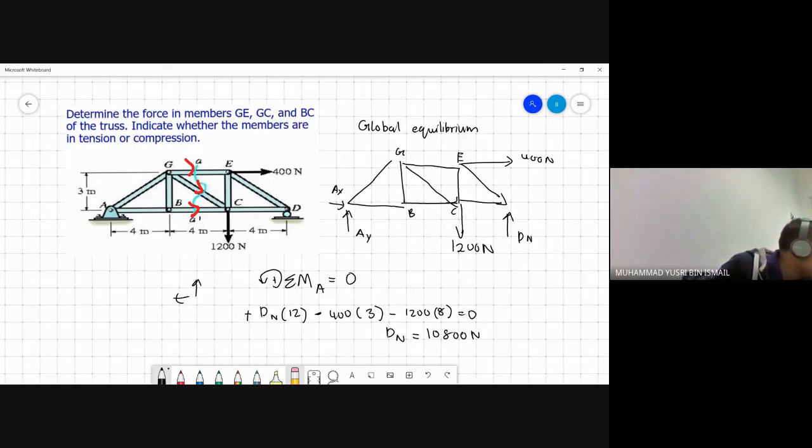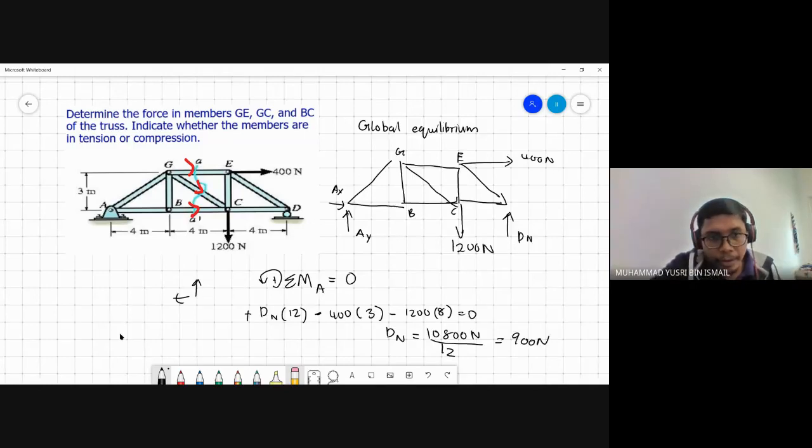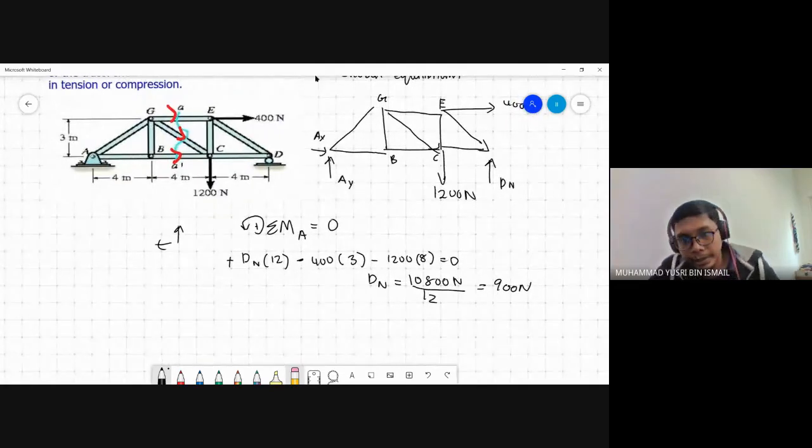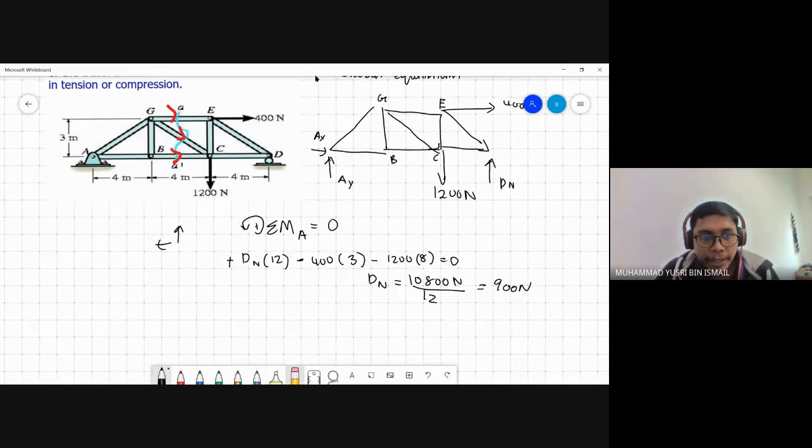1,200 Newton times 8 and then -1. Okay. 900 Newton. Okay, and then for AX and AY, you can apply the global equilibrium.